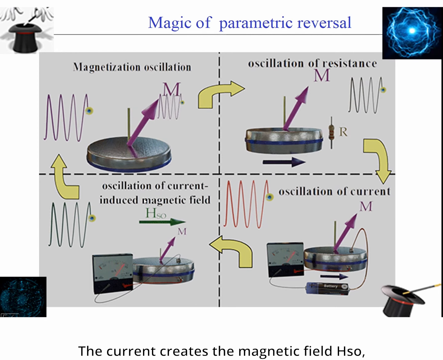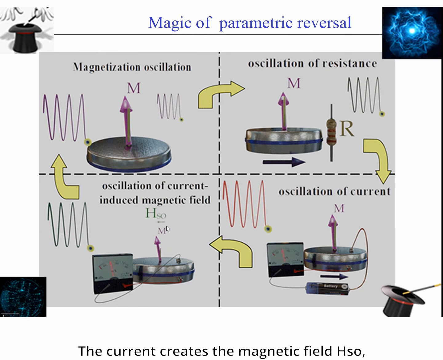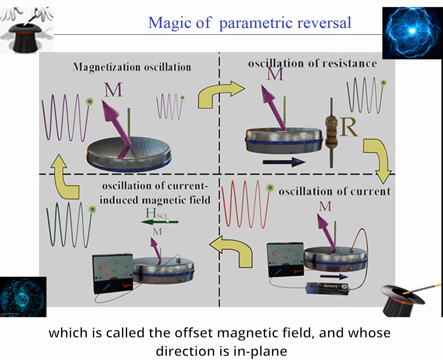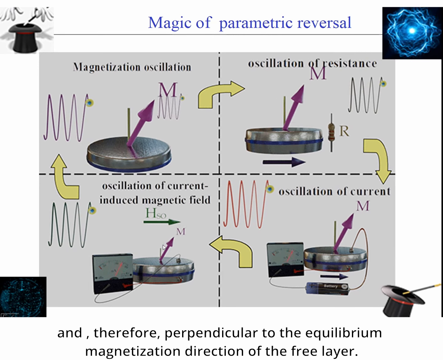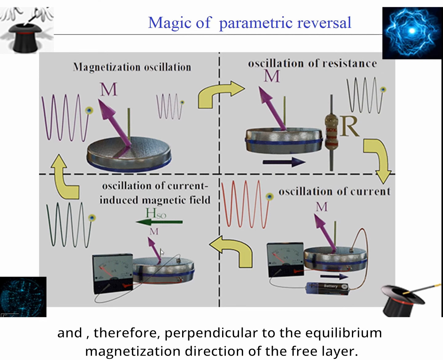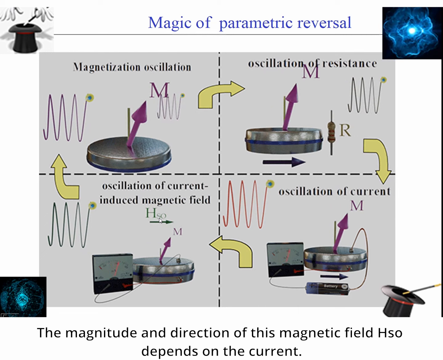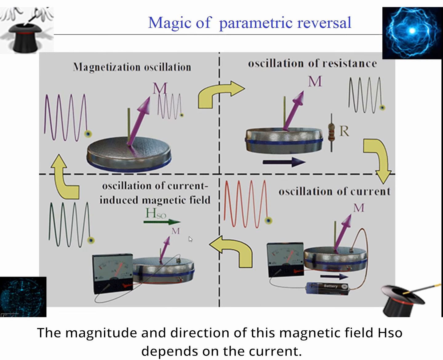The current creates the magnetic field HCO, which is called the offset magnetic field, and whose direction is in plane and therefore perpendicular to the equilibrium magnetization direction of free layer. The magnitude and direction of this magnetic field HCO depends on the current.